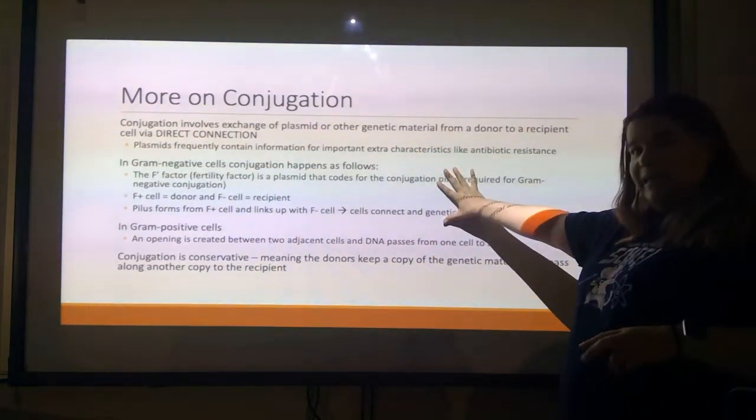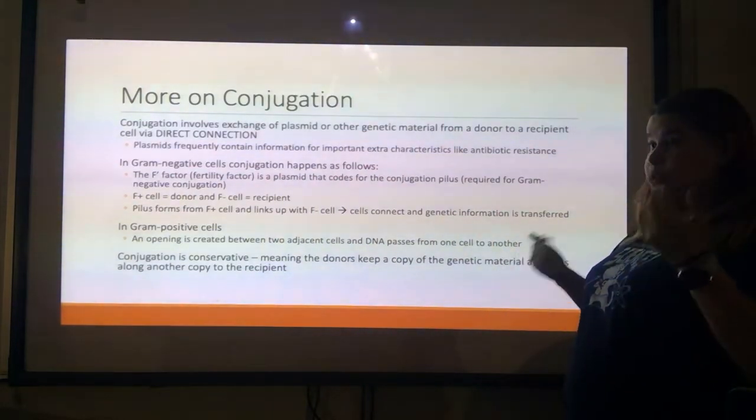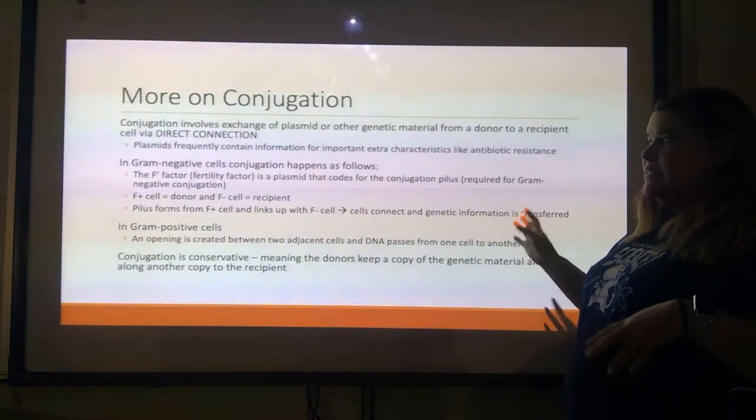So again, this is gram negative. For gram positive, there's an opening that's created between the two neighboring cells and DNA passes from one to the other.